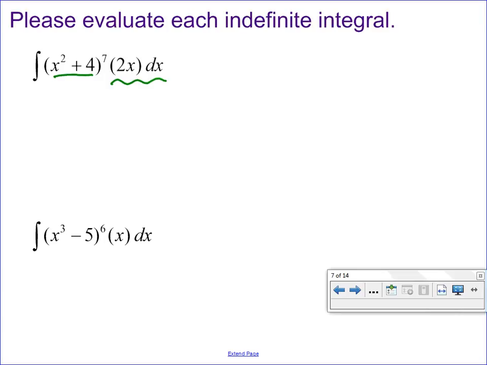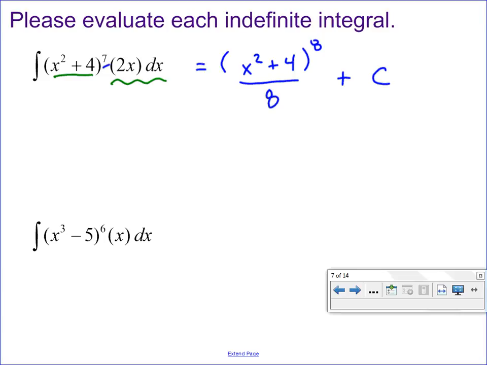So if I have that piece, then I can go directly backwards using my overall rule. This overall is a power rule, so I'll add 1 to the exponent and divide by the new exponent. So what do I get? Well, I get x squared plus 4 all to the 8th, and then divided by 8, and then plus c. We don't think that's right?